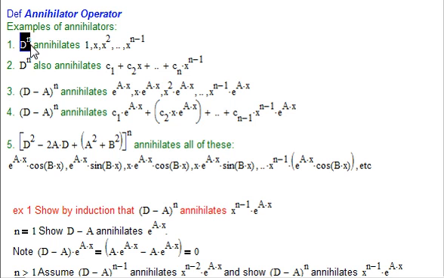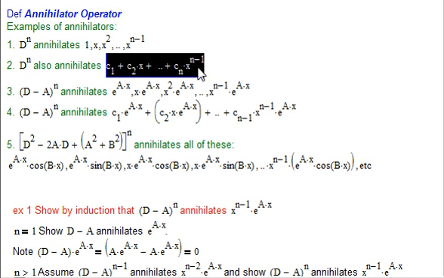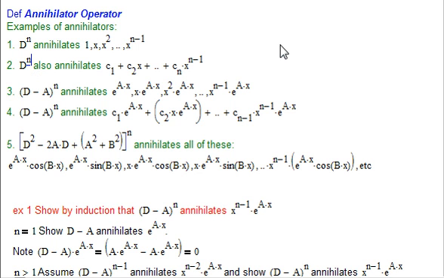The nth differential operator D to the n annihilates 1, x, x squared, and all powers of x up to n minus 1. For instance, if you take a third derivative of x squared, you're going to get 0. So you've annihilated the x squared term. And as a matter of fact, it annihilates any linear combination of all powers of x less than this n. That's pretty easy to see.